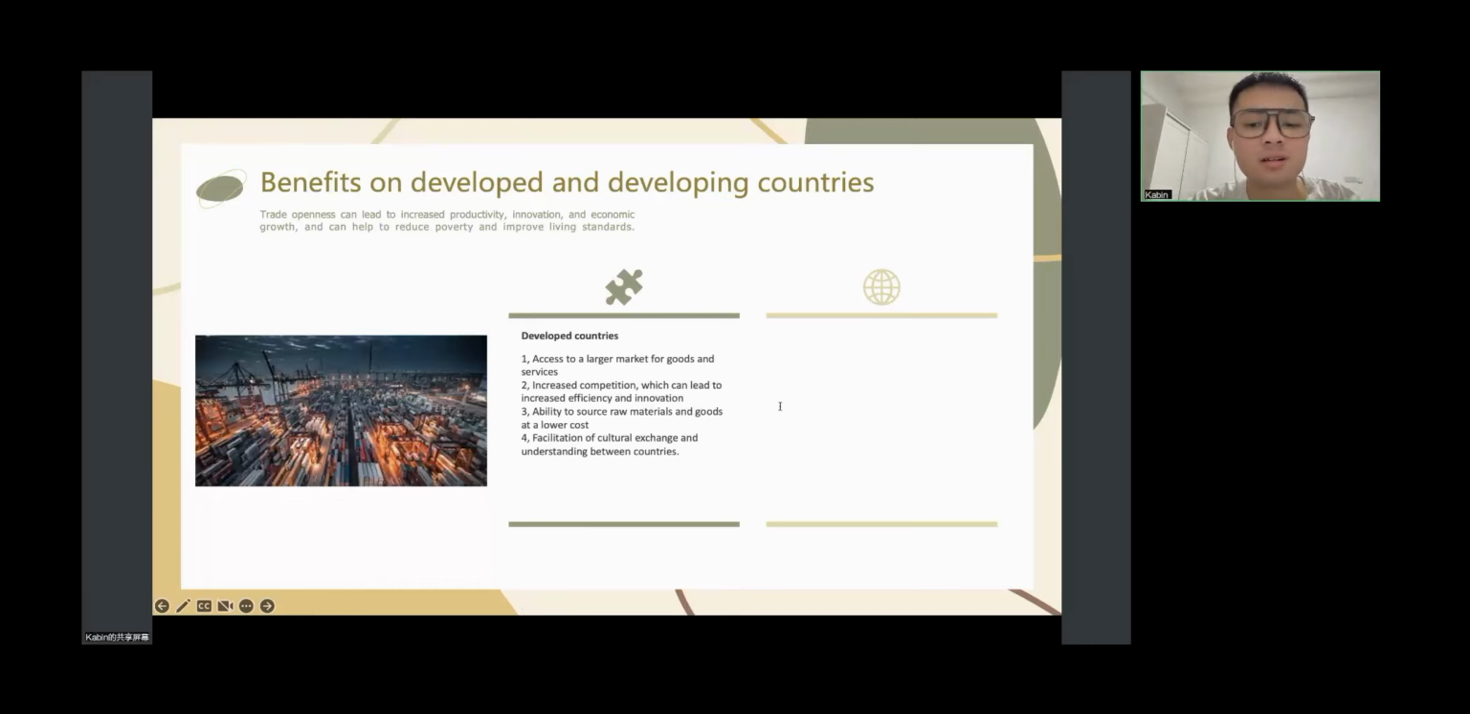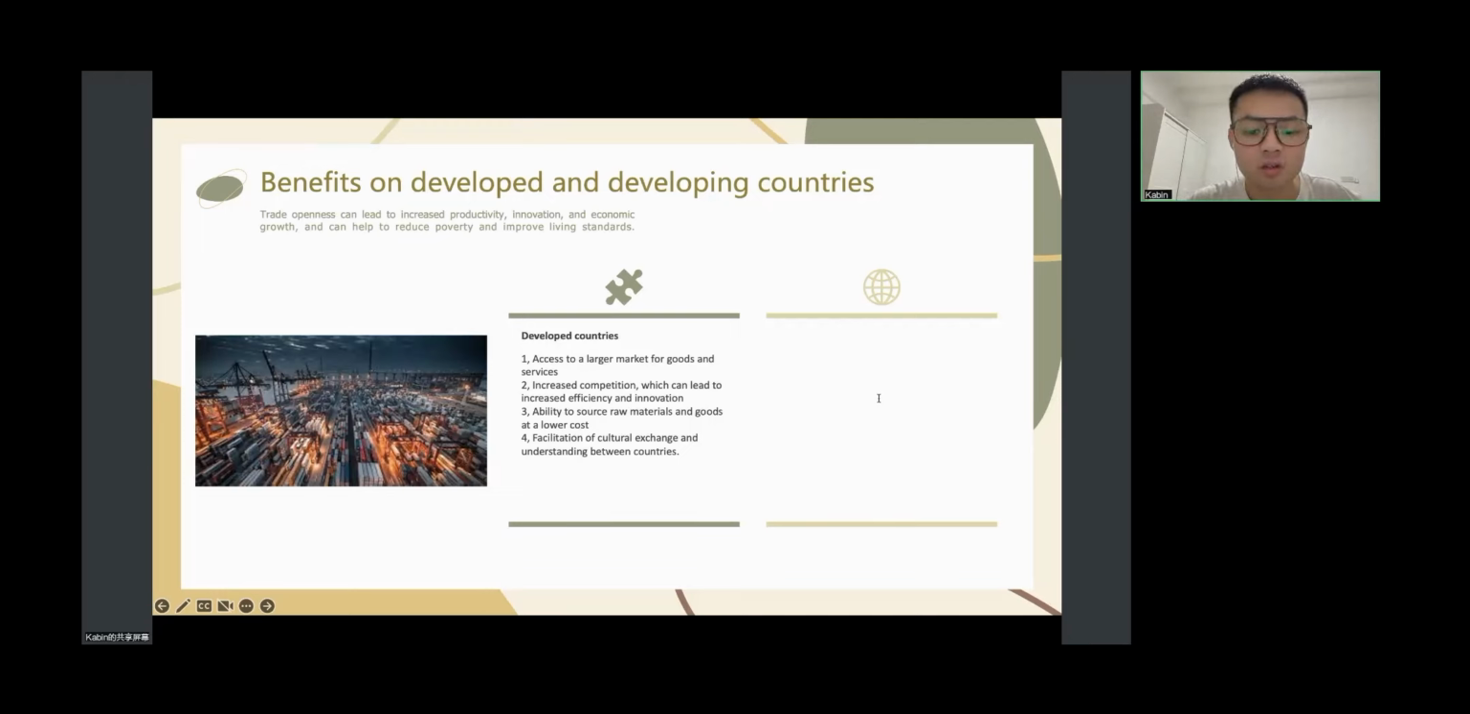Developed countries that engaged in global trade can access new markets and customers in other countries, which can increase the demand for their goods and service. The second one, increase the competition, which can lead to increased efficiency and innovation. Developed countries that compete with other countries in the global marketplace may be motivated to improve their products and service in order to stay competitive.